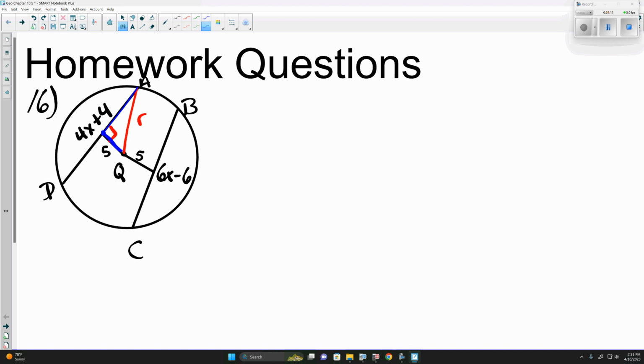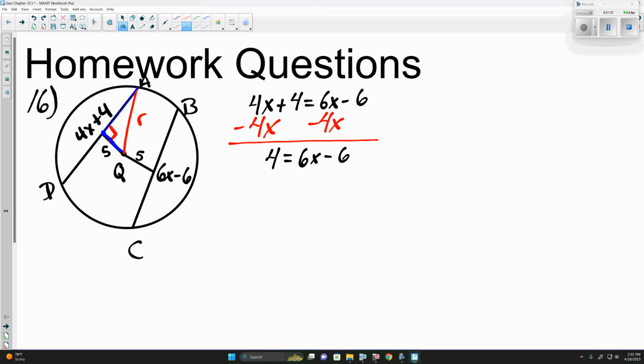Now we do have one of the two lengths as 5. We just need to solve for x first. So the first thing we can do is set 4x plus 4 equal to 6x minus 6. Now we do need to get the x's together, so the first thing we can do is subtract 4x from both sides, telling us 4 is equal to 6x minus 6.